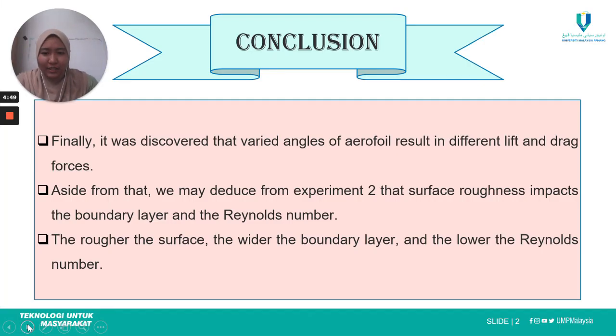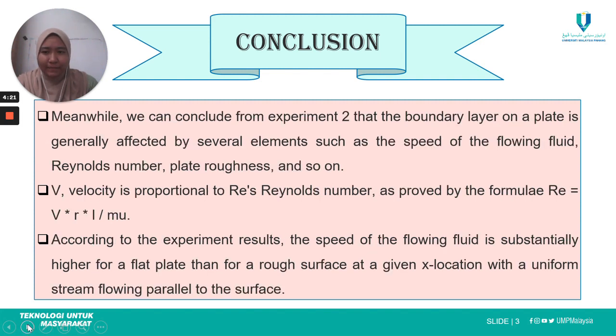Conclusion. The objectives stated at the early part of the report have been achieved. Finally, it was discovered that varying the angle of the aerofoil results in different lift and drag force. Aside from that, we may deduce from experiment 2 that surface roughness impacts the boundary layer and the Reynolds number. The rougher the surface, the wider the boundary layer and the lower the Reynolds number.